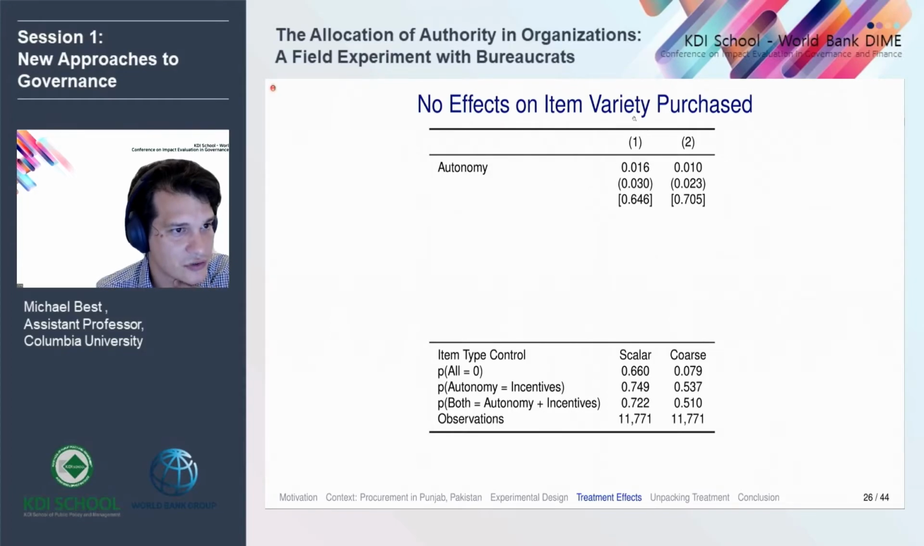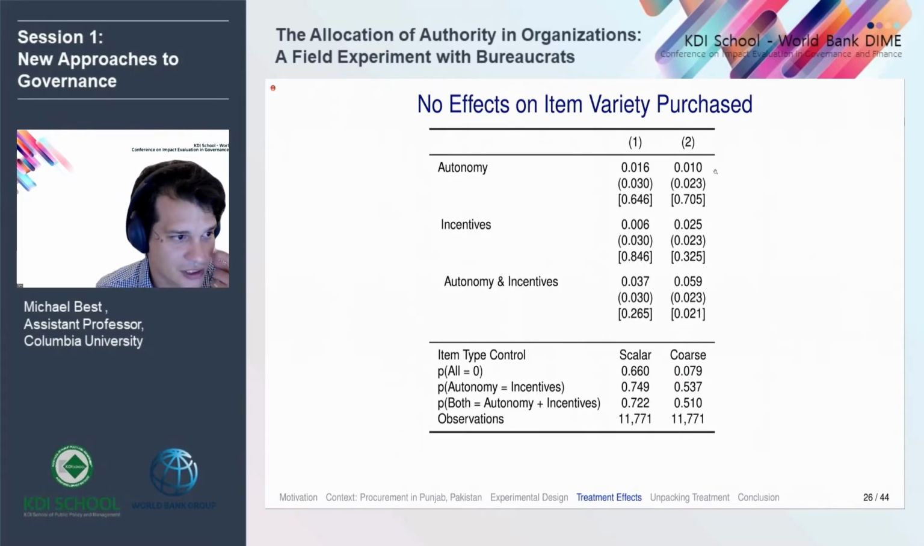So here, these are regressions of the variety of the good that they're buying on, in this case, the dummy for being in the autonomy group, and we see no significant effects over here. There's also no effect from the incentives treatment and nothing from the combined treatment either. So it doesn't seem like the experiment is changing which variety of goods people are buying within categories.